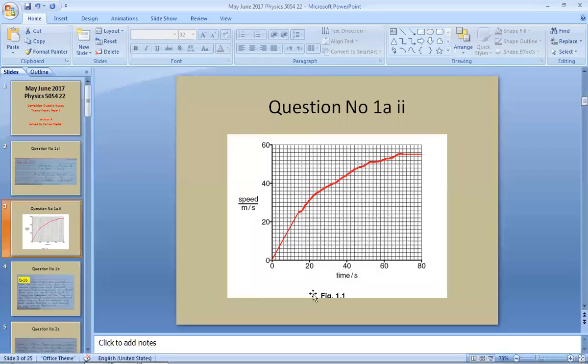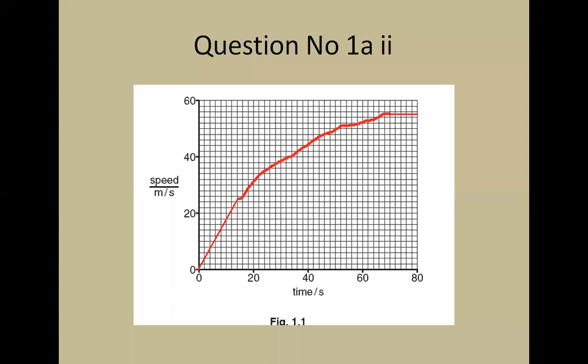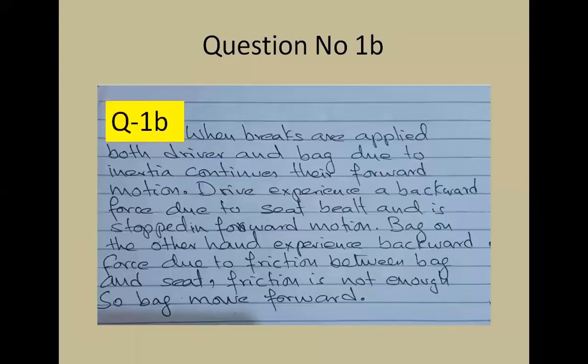Let me show you my answer. Okay, so here we go. When brakes are applied, both driver and bag, due to inertia, continue their forward motion. Driver experiences, this word is driver, not drive, driver. So driver experiences a backward force due to the seat belt and is stopped in forward motion. Bag, on the other hand, experiences backward force due to the friction between bag and the seat. Friction is not enough, so bag moves forward.